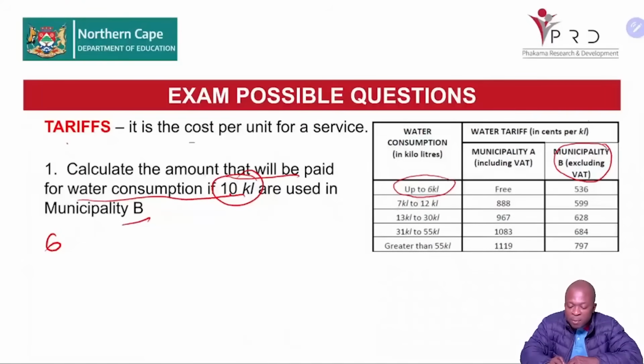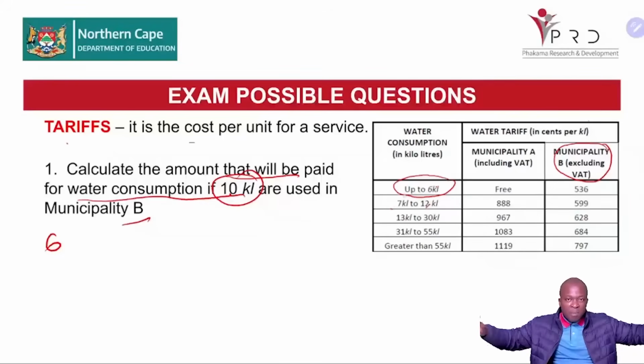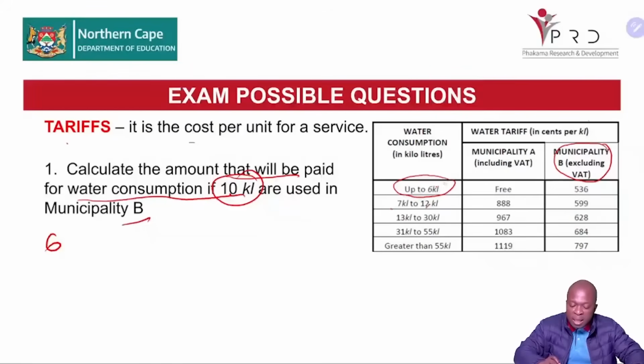So let's see from 7 to 12. This is how you find how many are there. Instead of saying 12 minus 7, you must say 12 minus 6. Why? Because we are counting like it's on a number line. Can you see this one ended at 6? So if you say 12 minus 7, you will get 5, meaning that one of the kiloliters, you didn't pay for it. So you always subtract up. You will be saying 12 minus 6.